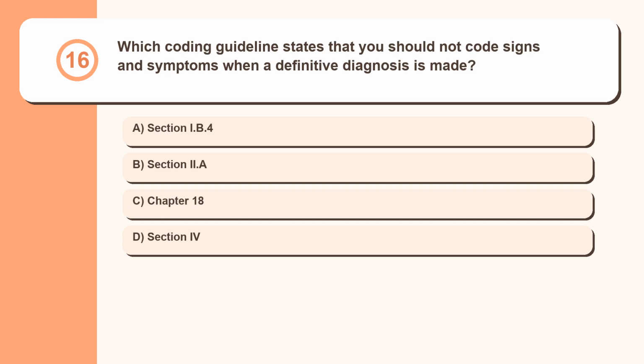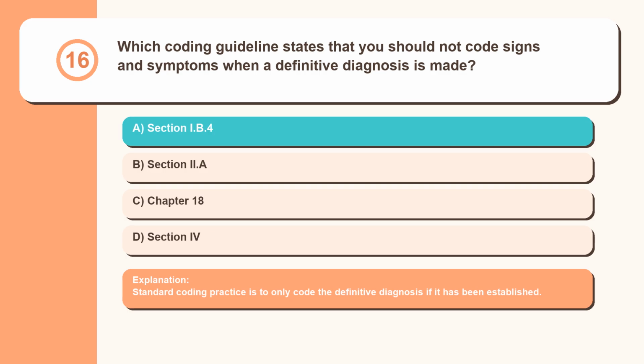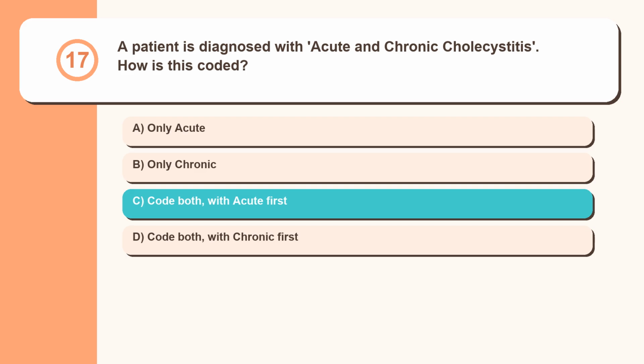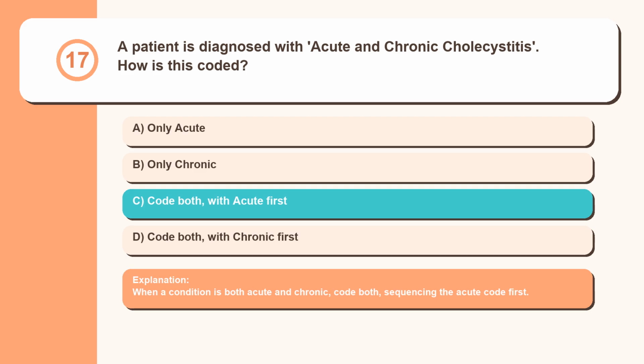Question 16. Which coding guideline states that you should not code signs and symptoms when a definitive diagnosis is made? Section I.B.4, Section 2.A, Chapter 18, Section 4. Standard coding practice is to only code the definitive diagnosis if it has been established. Question 17. A patient is diagnosed with acute and chronic cholecystitis. How is this coded? Only acute. Only chronic. Code both, with acute first. Code both, with chronic first. When a condition is both acute and chronic, code both, sequencing the acute code first.